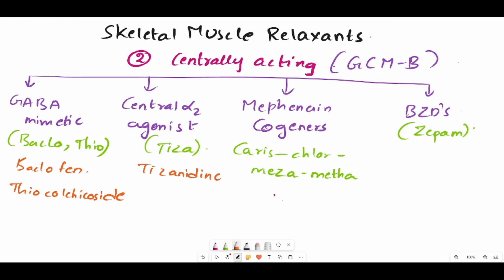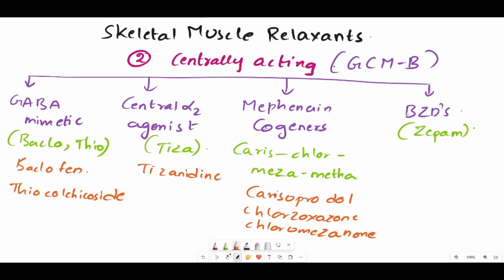In mephenesin congeners, caris, chlor, meza, meth. Caris means it is carisoprodol. Chlor means it is chlorzoxazone. Meza means it is chlormezanone. Meth means it is methocarbamol. And in the benzodiazepines, there is one drug which is diazepam.